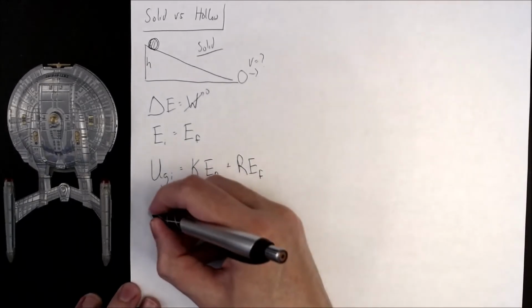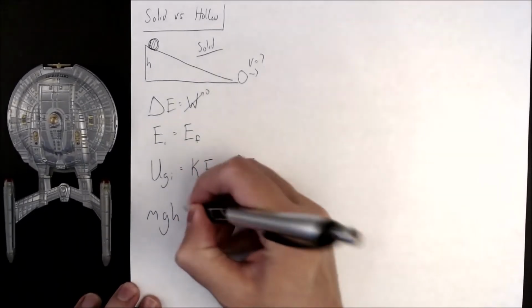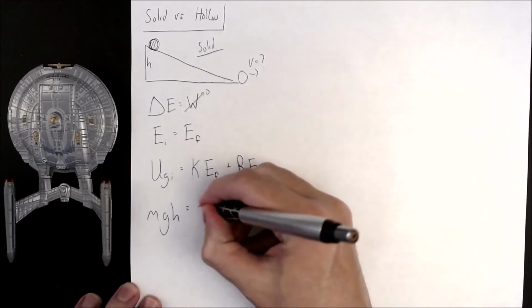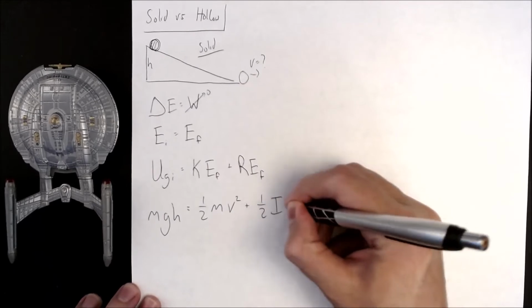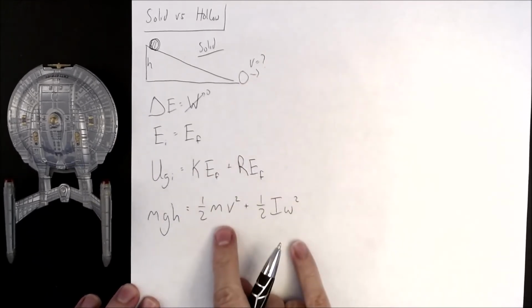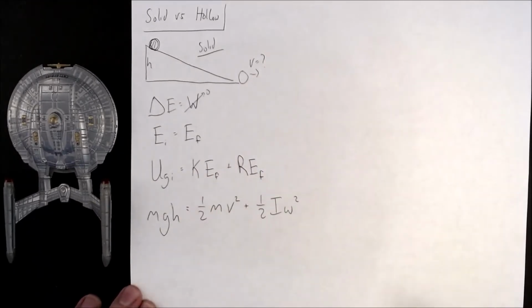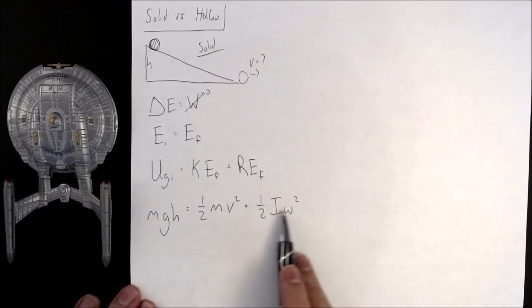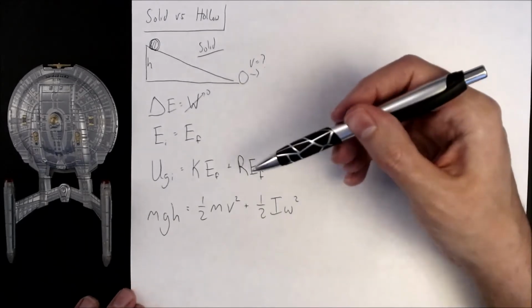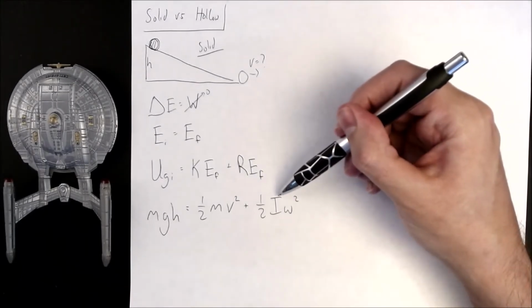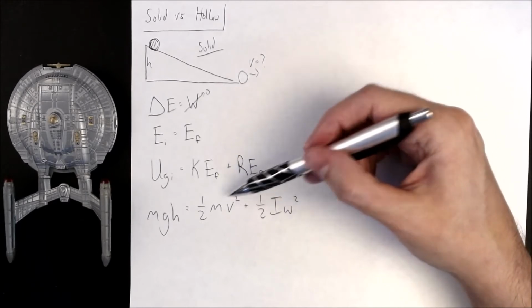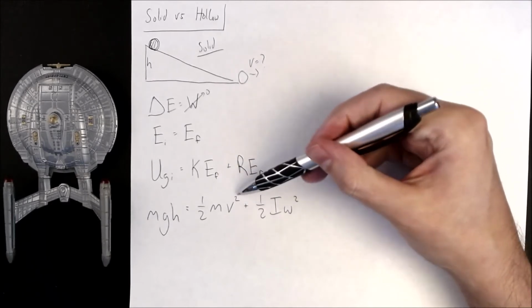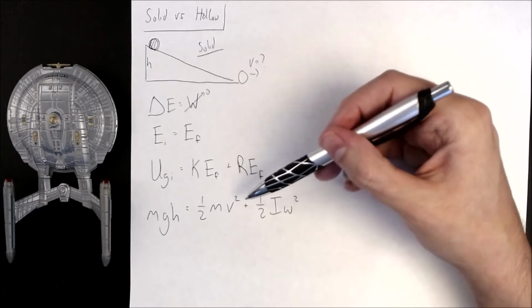Well, we can solve this. mgh here is equal to 1/2 mv squared plus 1/2 I omega squared from there. I almost have an m in every term, but I don't quite because, well, I don't have an m right there. You see, though, that this I kind of takes the place of that m, and this omega kind of takes the place of that v.